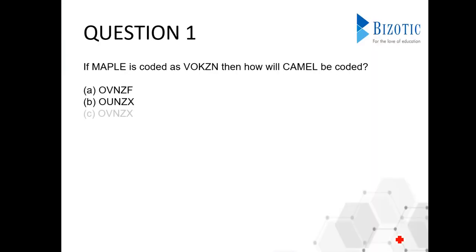This is the first question which belongs to the type letter coding. If Maple is coded as VOKZN, then how will Camel be coded as? And there are 4 options given. So let's look into the solution.